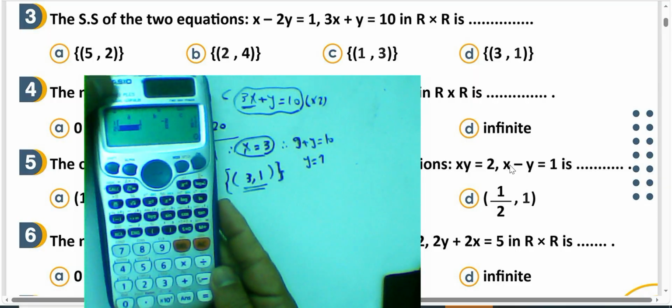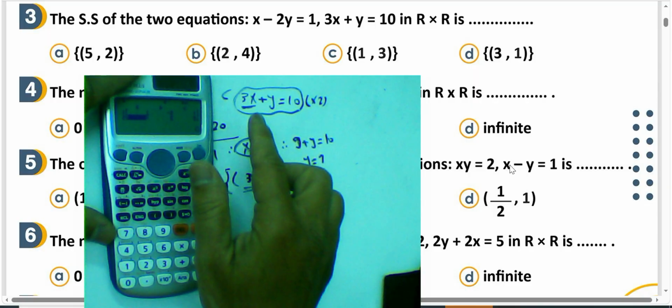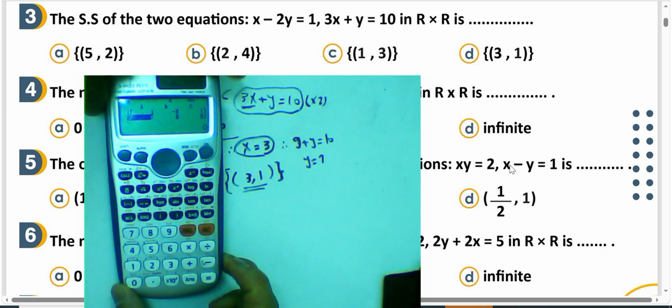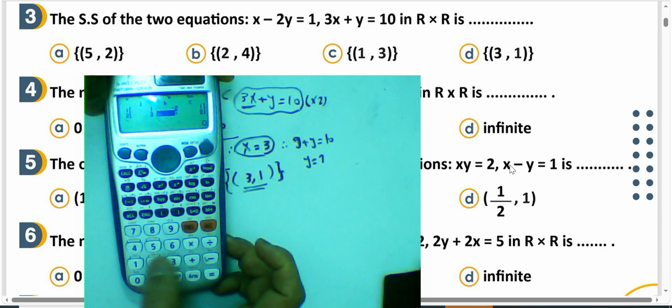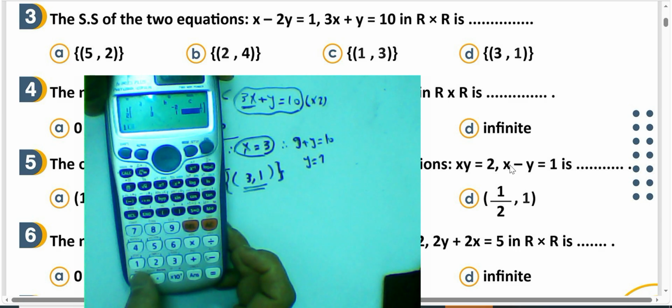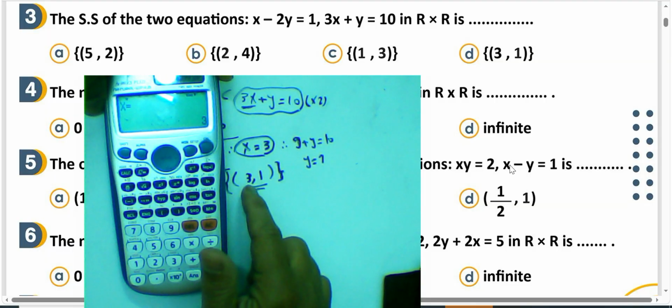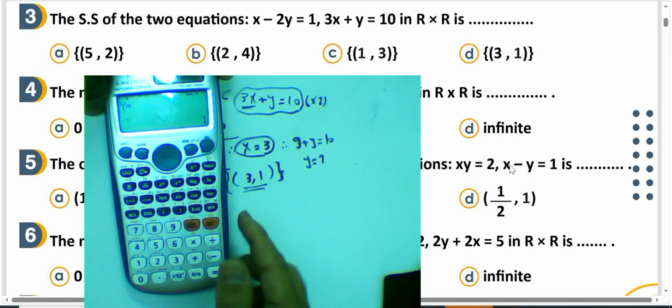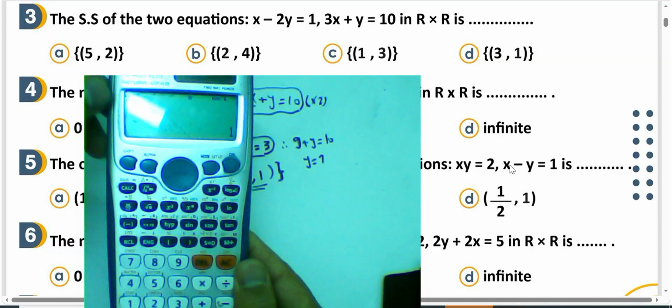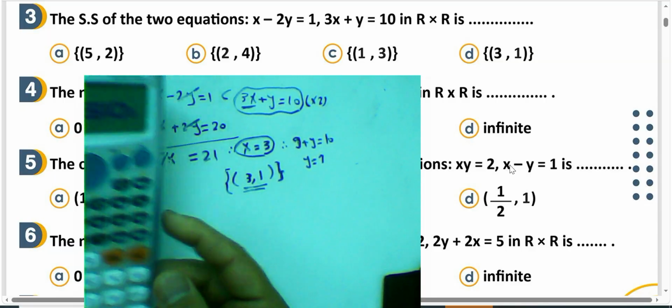Okay, and for the second equation we have the coefficient here 3, put 3 first, 3 equal, and 1 equal, and 10 equal. Then the solution, first x will be 3 here, and the second solution will be 1, 3 and 1. You can use the calculator to find the answer in one step by this method.